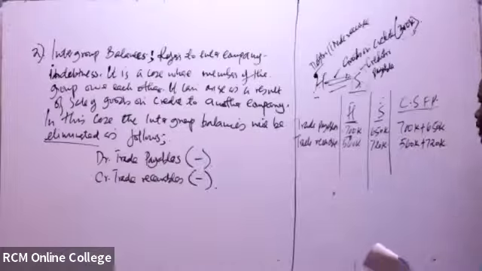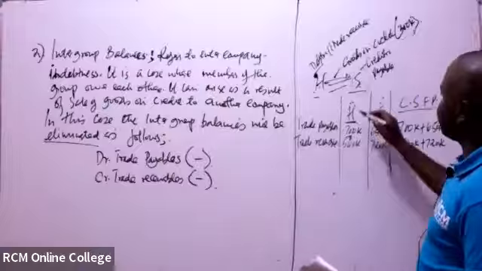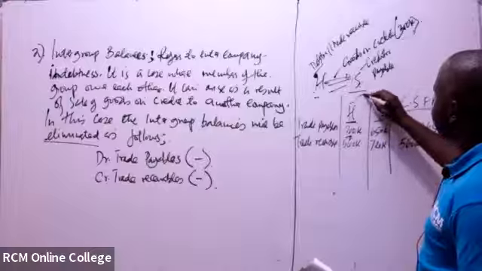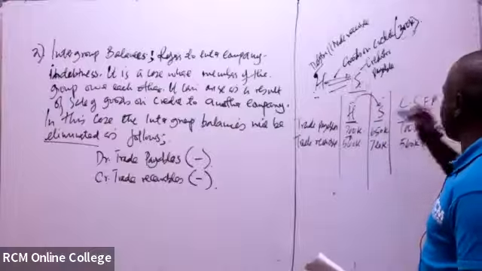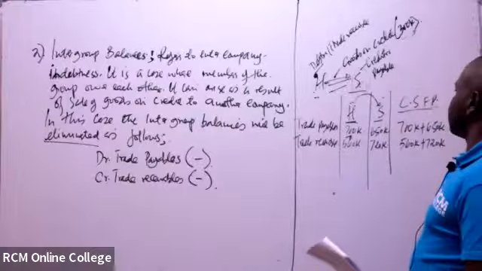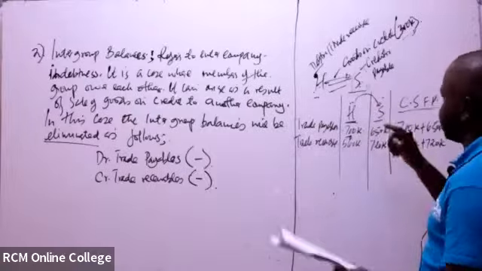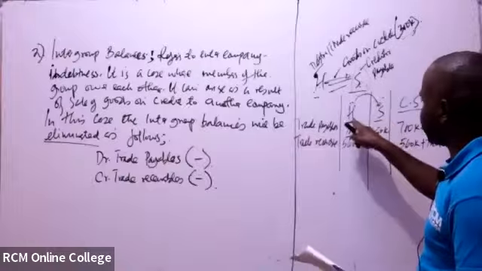But if you are told that the holding company sold some goods on credit to the subsidiary which are yet to be paid, it means there's an intergroup balance, an intergroup owing. This one is owing this one.